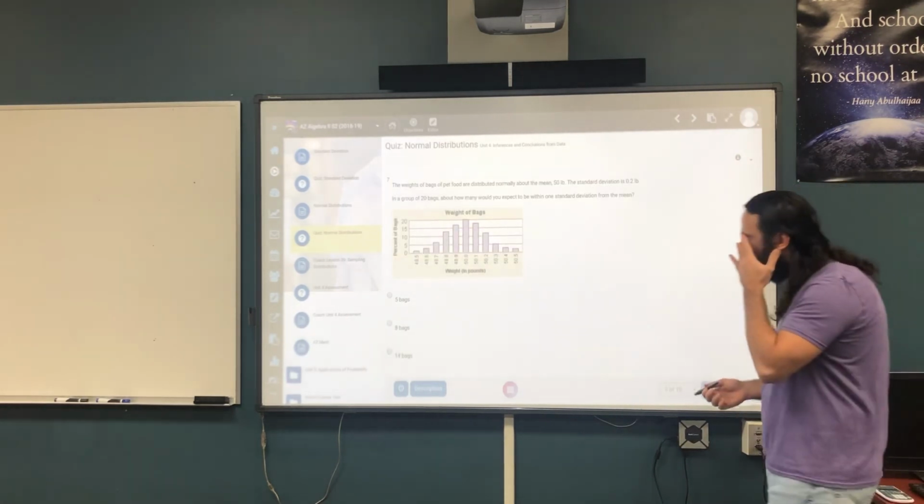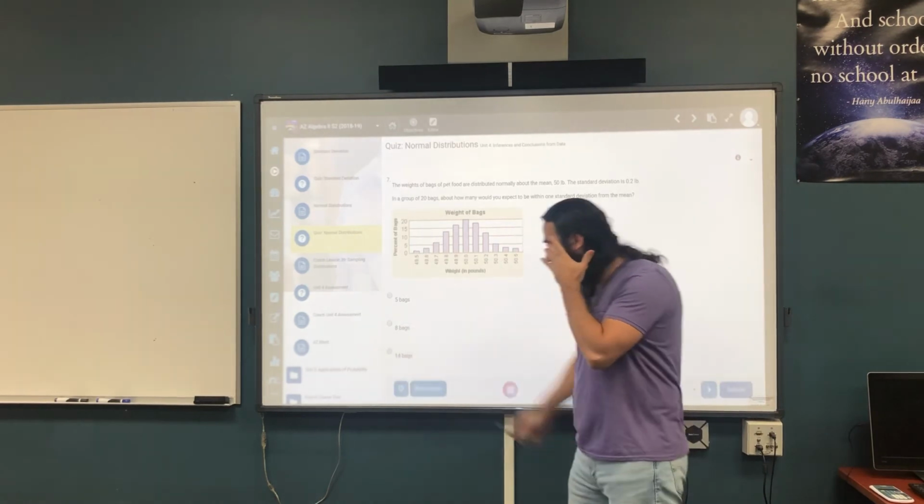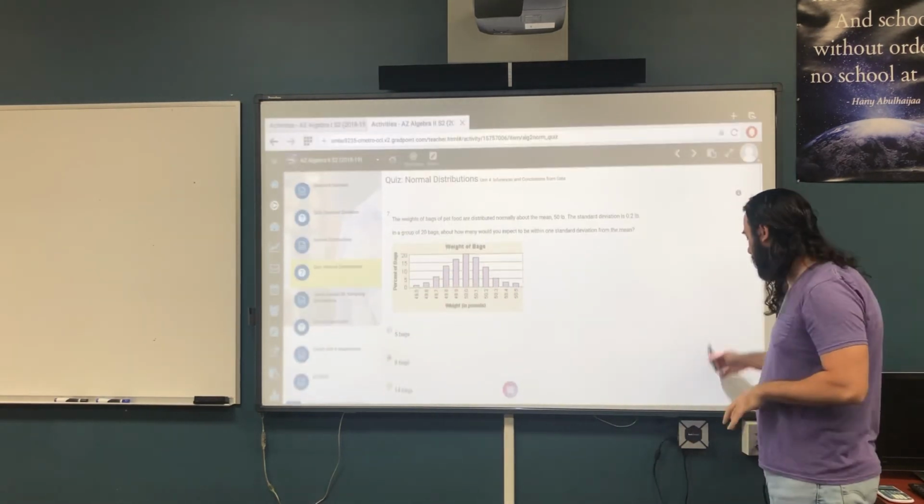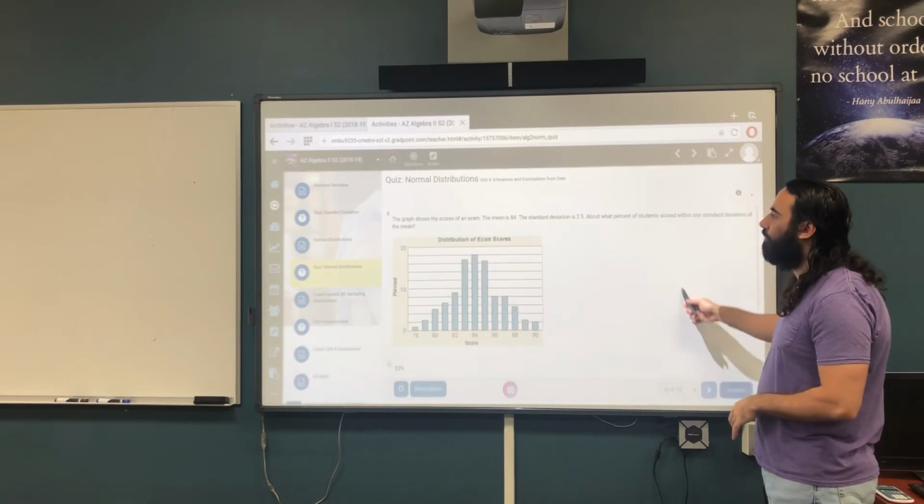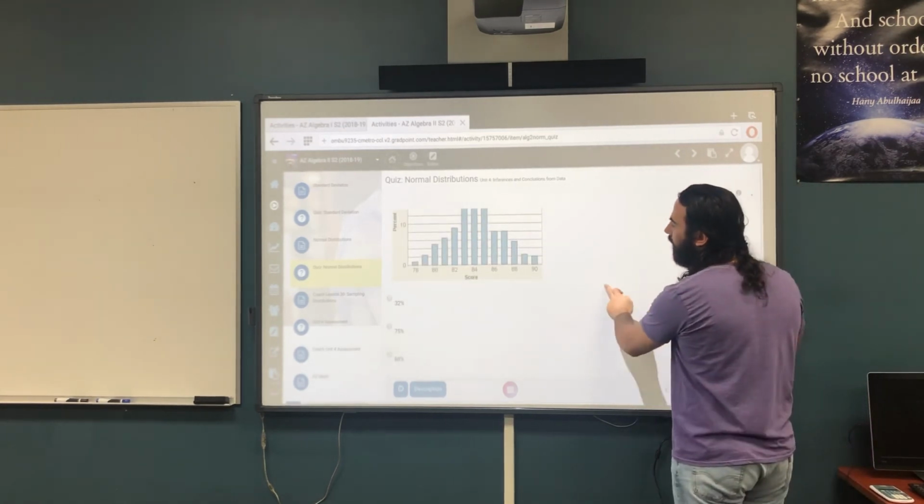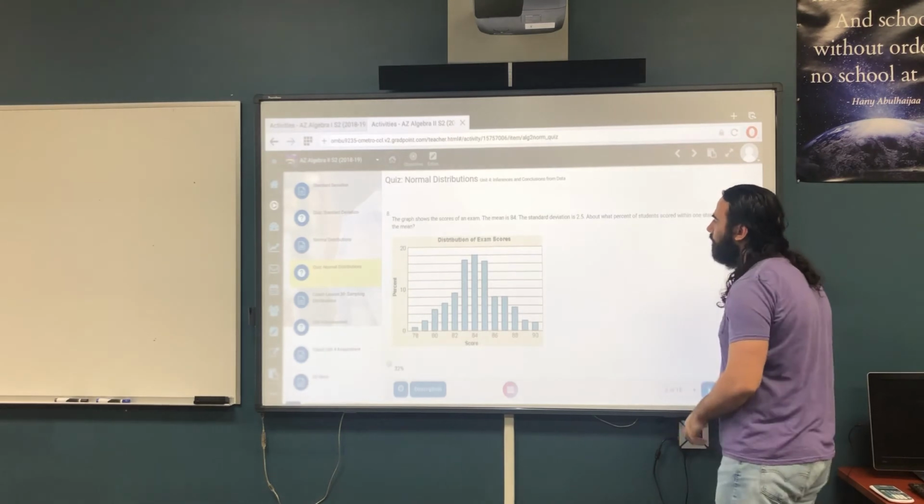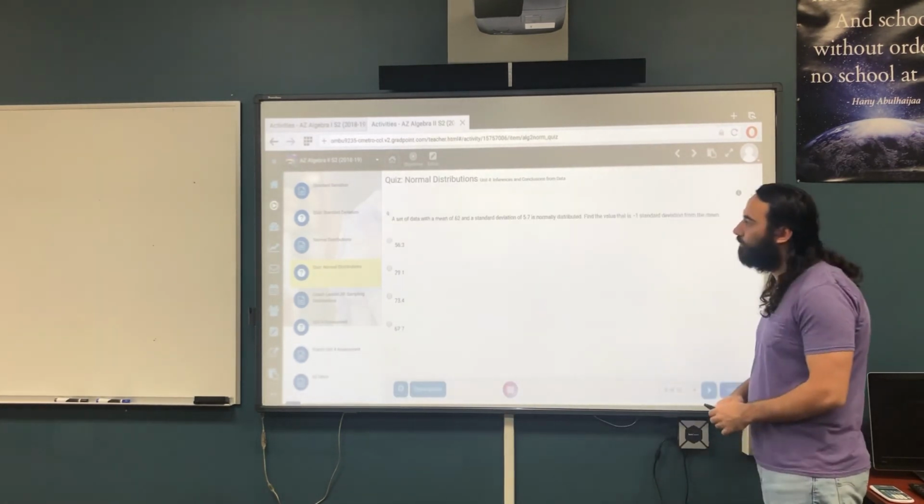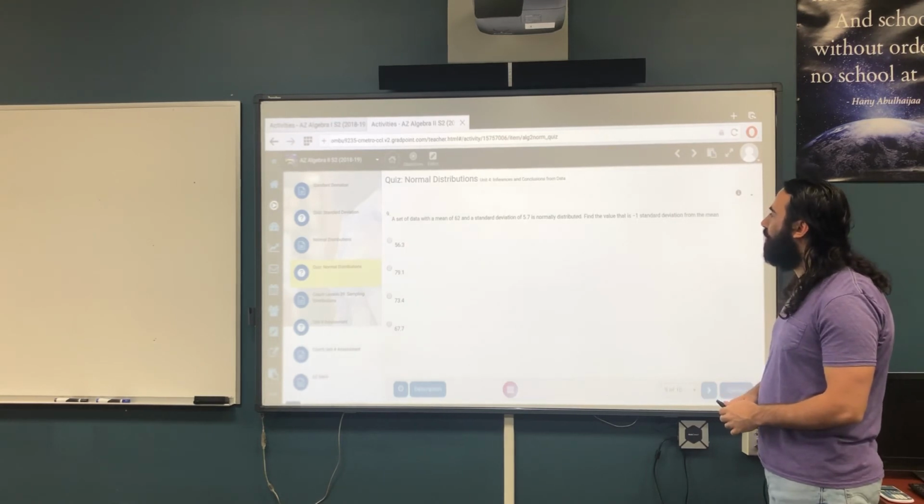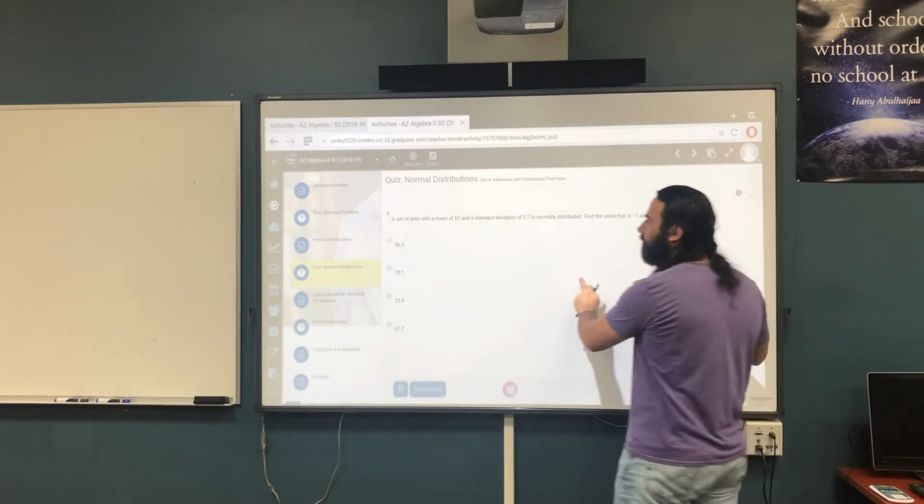This one is the same question, so I'm not going to solve it. Just look at it and see what's the closest answer. Also the same one: you add the percentages and you find the answer. Let's solve this one.